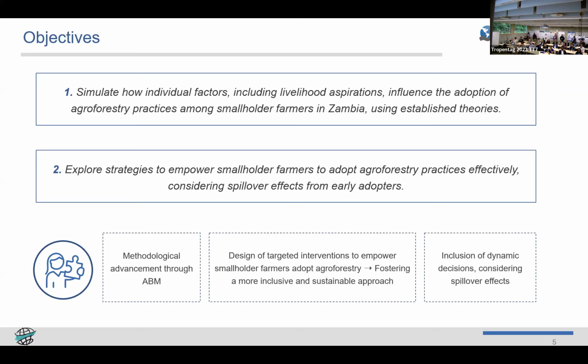Our main contribution here is the methodological advancement through ADM, through agent-based modeling. So here we include dynamic decisions and also the spillover effect. So if we implement the project again after some time, what did the non-adopters learn? What could they observe from the initial adopters?